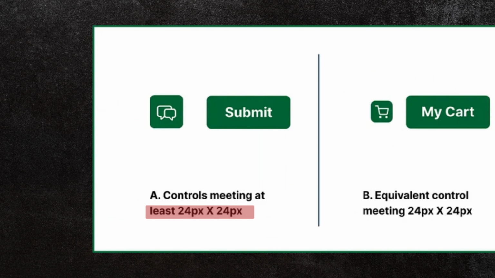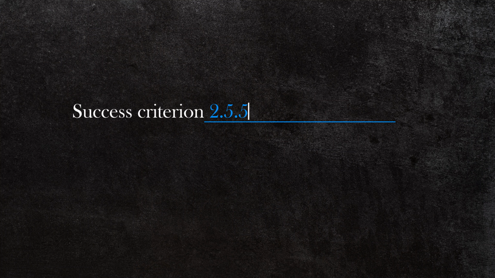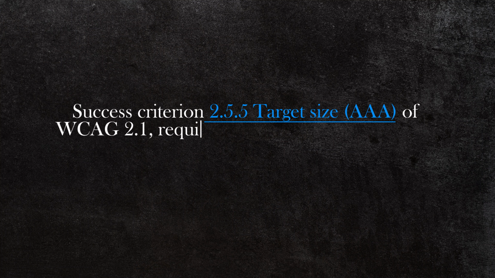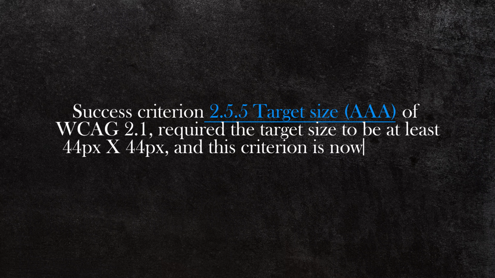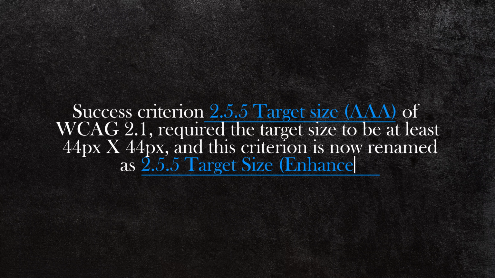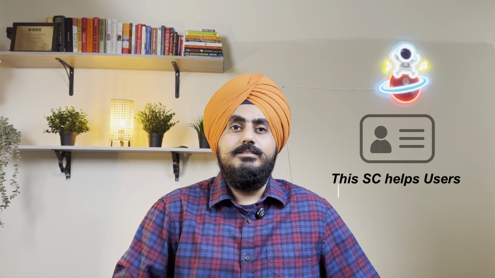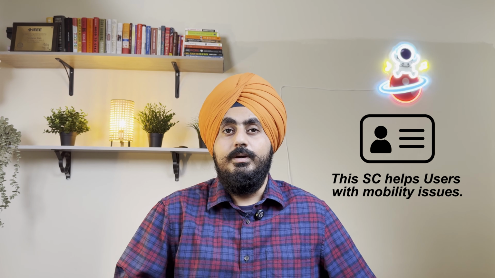Success criteria 2.5.8 target size requires the minimum target size of 24 by 24 pixels. Earlier, there were no clear directions at level AA within WCAG 2.1 on what should be the minimum target size. Success criteria 2.5.5 target size AAA of WCAG 2.1 required target size to be at least 44 by 44 pixels, and this criteria is now renamed as 2.5.5 target size enhanced. Meeting this success criteria helps users with mobility issues.